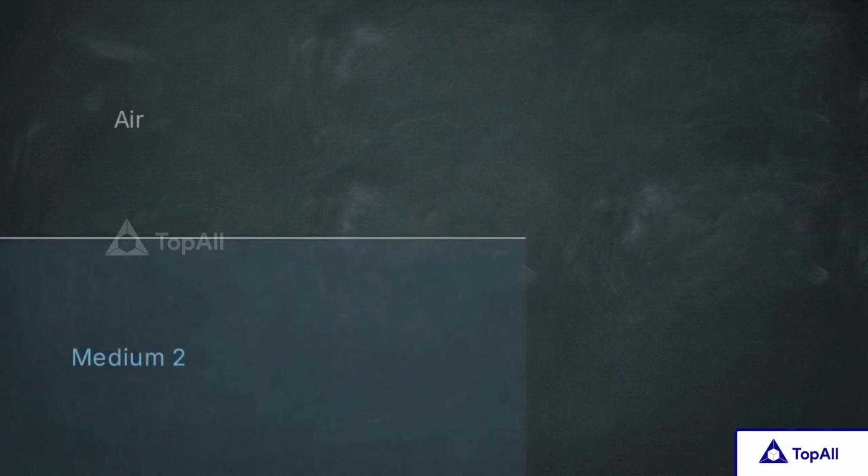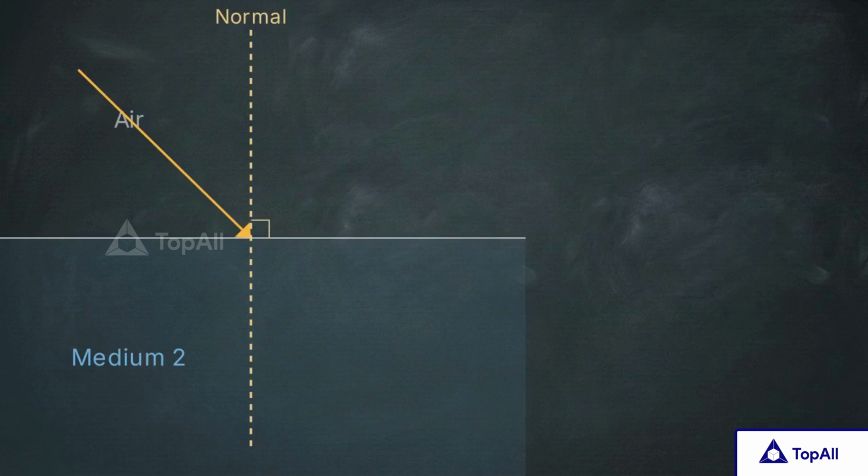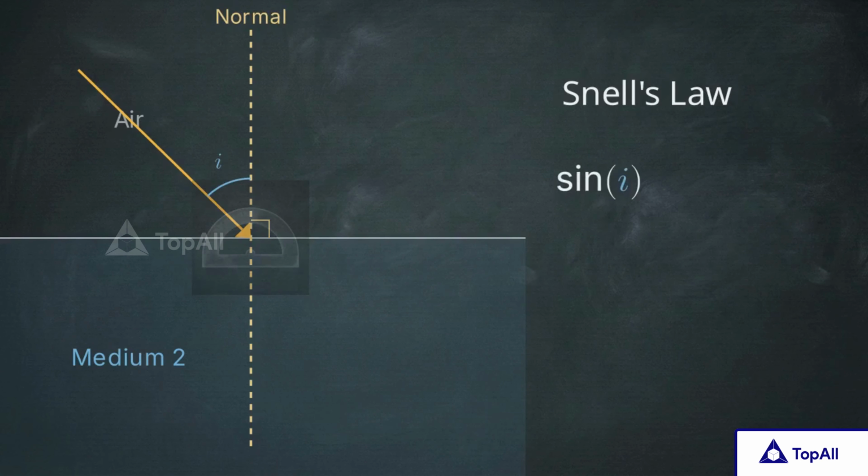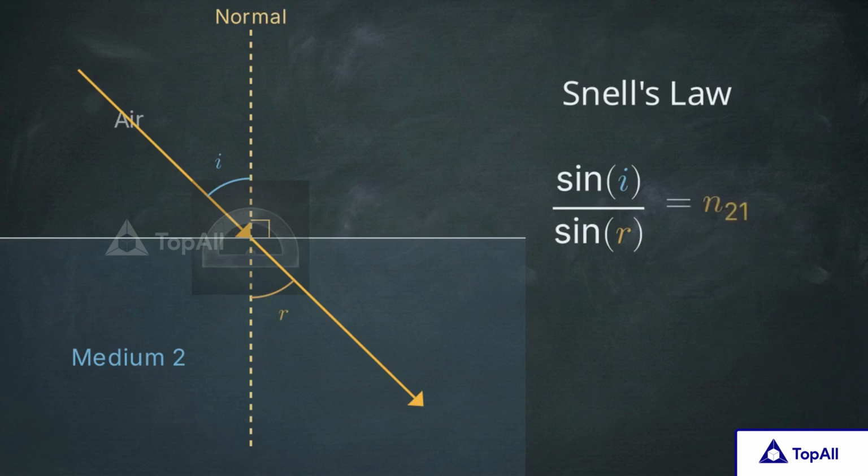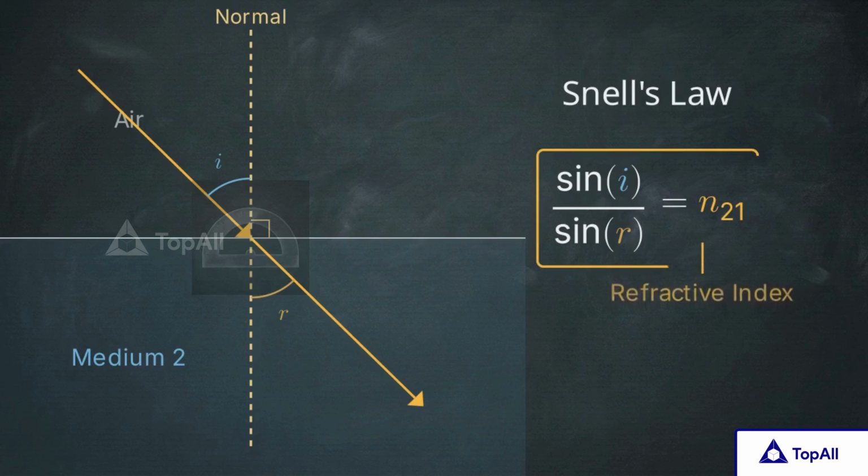To calculate the bend, we draw a baseline, a dotted line perpendicular to the surface, called the normal. Snell's law provides the math. It states the ratio of the sine of the incidence angle to the sine of the refraction angle is constant. That constant is the refractive index, a fixed mathematical bridge between the incoming and outgoing angles.